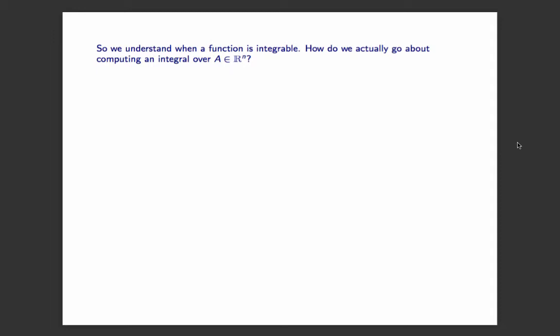So we understand when a function is integrable. How do we actually go about computing an integral over A? Now, of course, we know that we could take the infimum of all upper sums, the supremum of all lower sums, make sure they match, and then that's the integral, but that seems excessive. Surely there's a more practical way to do it. In fact, we know there's a practical way to do it because you've been doing it ever since Calculus 3.